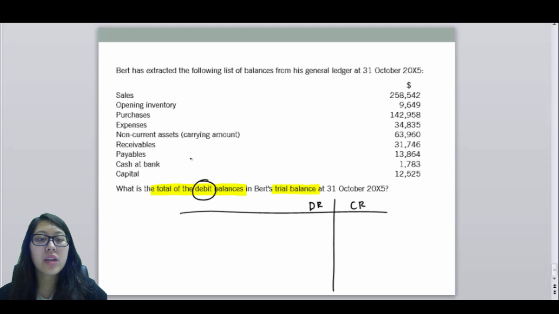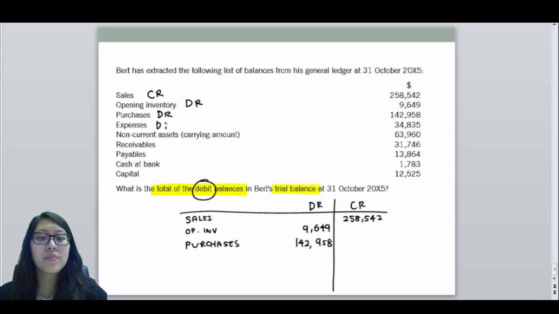So sales, as we know, are increasing income, increasing profits, so they're a credit. Opening inventory is an asset, even though it says opening, but still it's a current asset, and so it's naturally a debit entry. Then we have purchases, which would also be classified as an expense. So I'm going to list these down first. Sales should go on the credit side. Opening inventory would be on the debit side. And purchases as expenses, or the opposite of sales, would therefore be a debit entry.